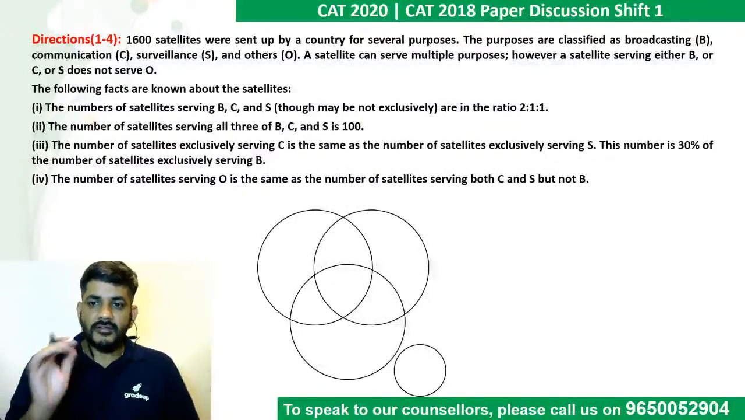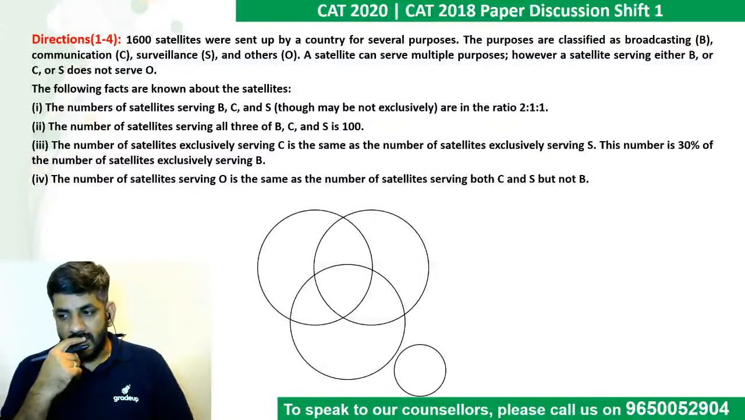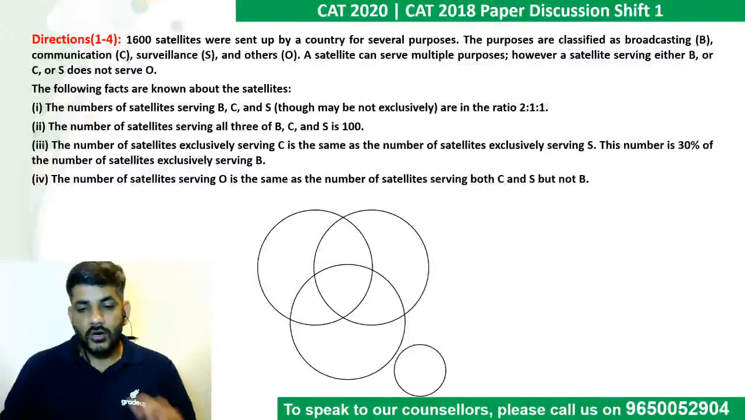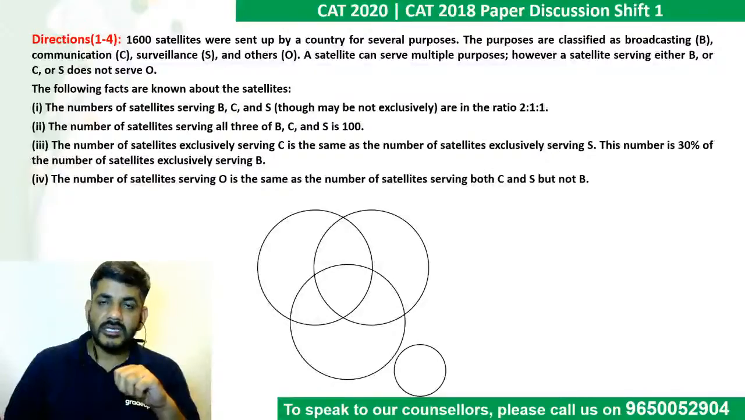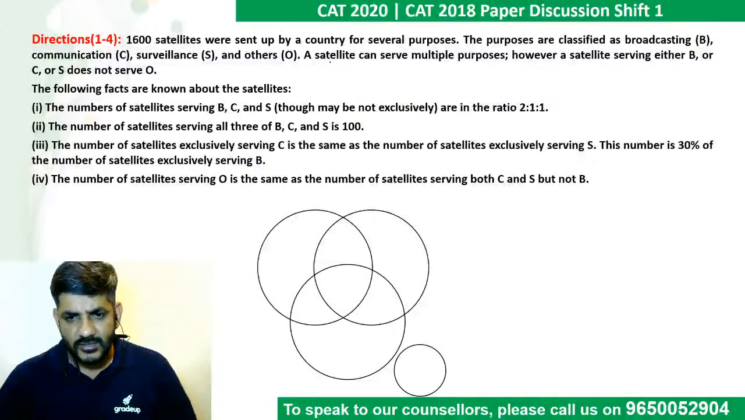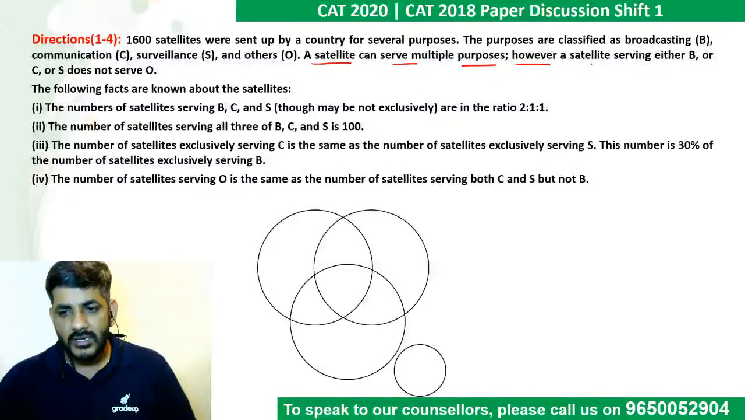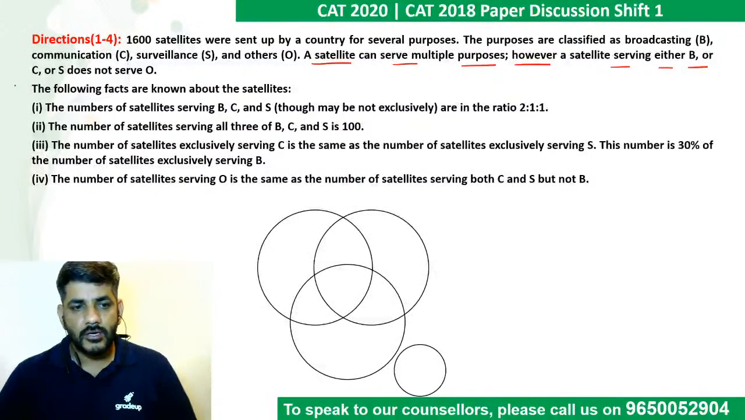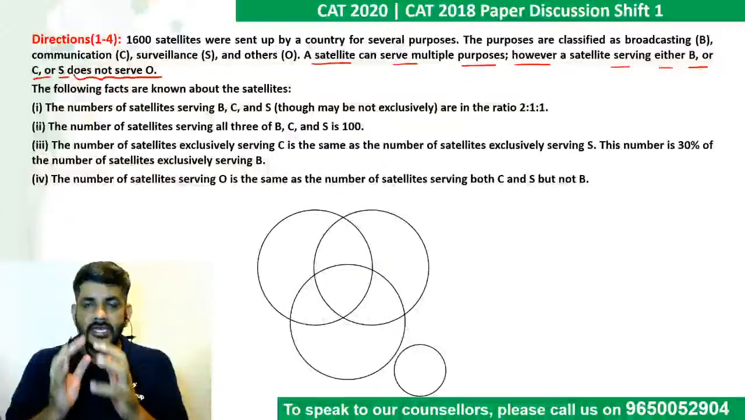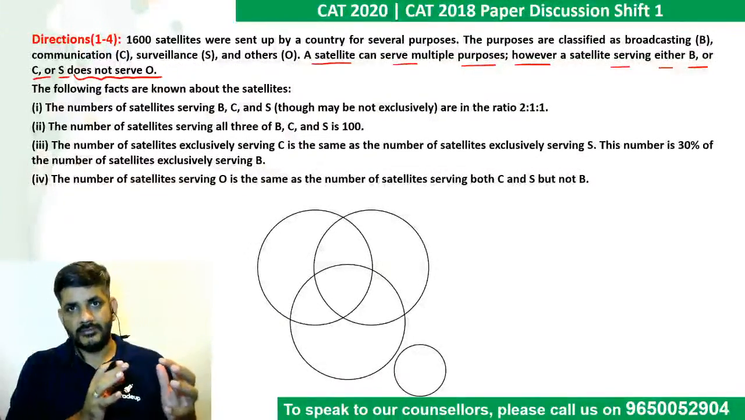Second thing, there are 4 classifications basically: broadcasting, communications, surveillance and others. So according to these 4 classifications, actually I should be having a Venn diagram of 4. I made a small circle over there. The reason is he has cleared it here only. A satellite can serve multiple purposes. However, a satellite serving either B or C or S does not serve O. That means O is not having anything common with B, C or S, right?